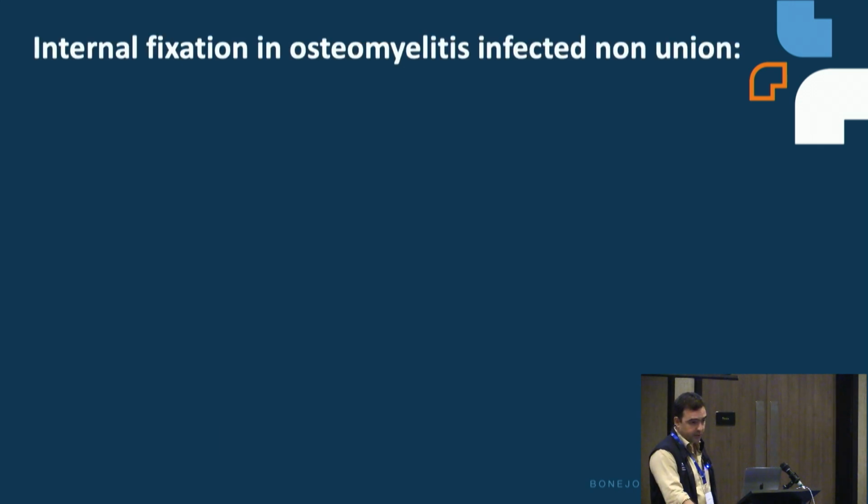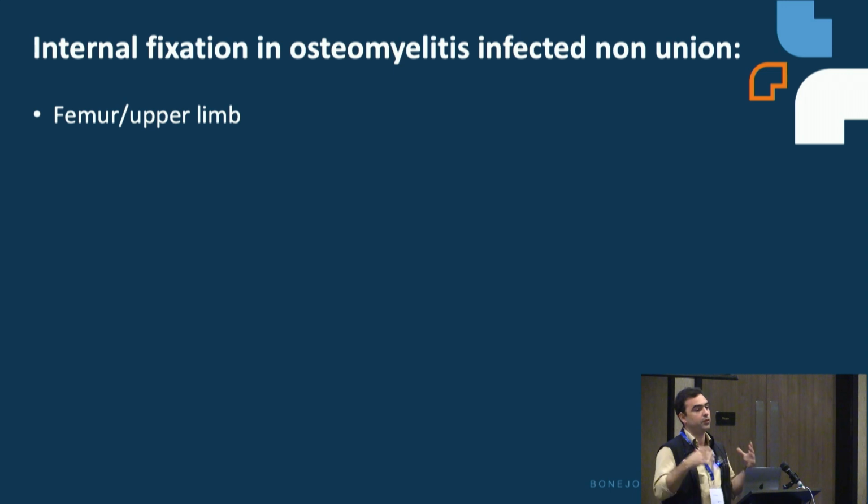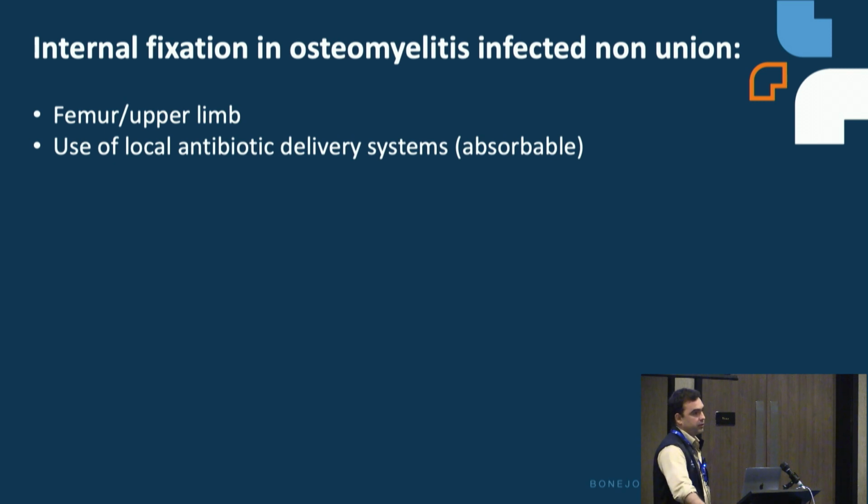My points, because the clock is ticking: in infected non-unions, I would consider internal fixation in difficult cases, especially in the femur and the upper limb, with good soft tissue coverage and good biology, always with the use of local antibiotic delivery systems, preferably absorbable, because I do not want them to end up as cemented foreign bodies that could cause biofilm formation. And we've seen that the intramedullary antibiotics especially do not cause so much leaking like the ones we put under the soft tissues. So they're almost complication-free.